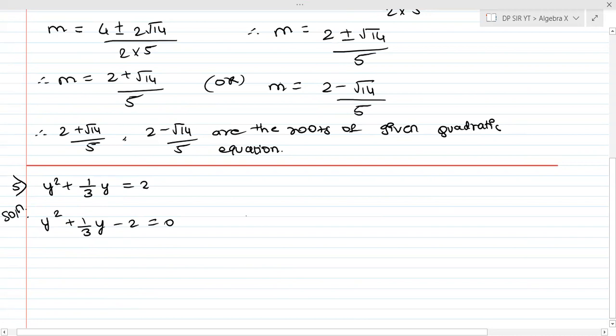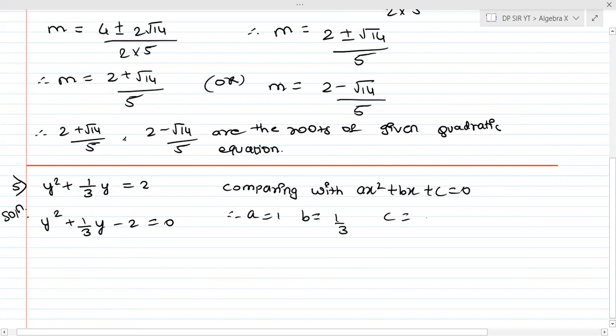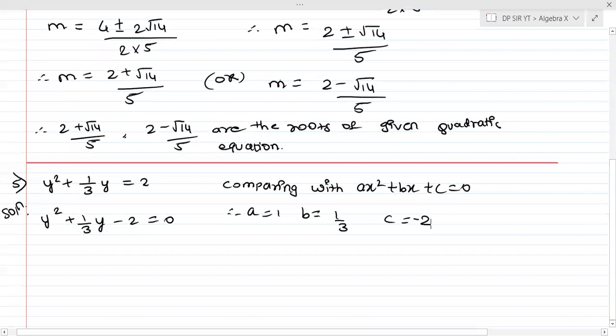So now you can compare it with standard form. So comparing with ax square plus bx plus c is equal to 0. Okay, therefore a is equal to 1, b is equal to 1 by 3 and c is equal to -2. See, don't get afraid. 1 by 3 has come, but it's very simple. Once you calculate you will understand.